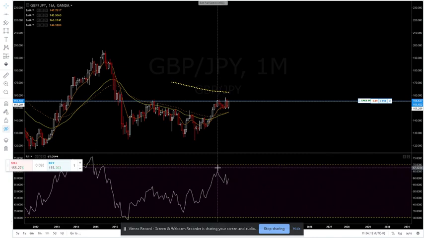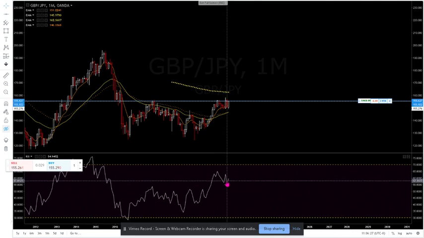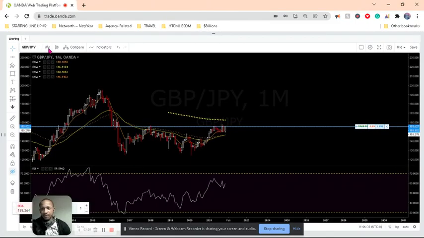Yeah, we have a lower high, and then we have a higher high. So this is bearish divergence, and that's why we saw a drop right here. This is the monthly. I need to go down to a lower time frame. Let me go down to the weekly.